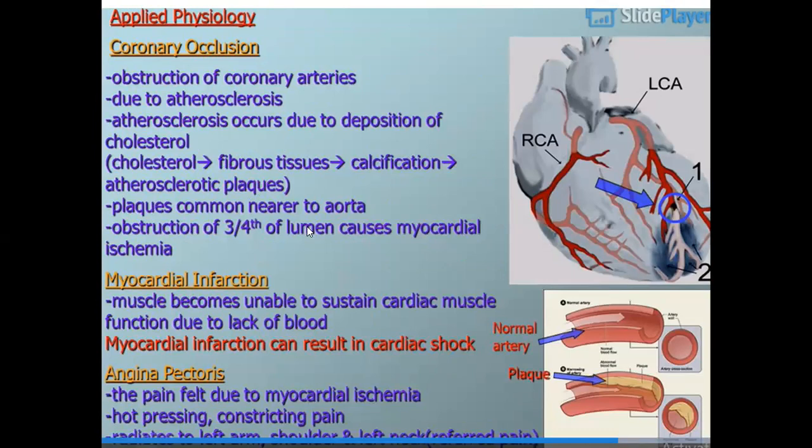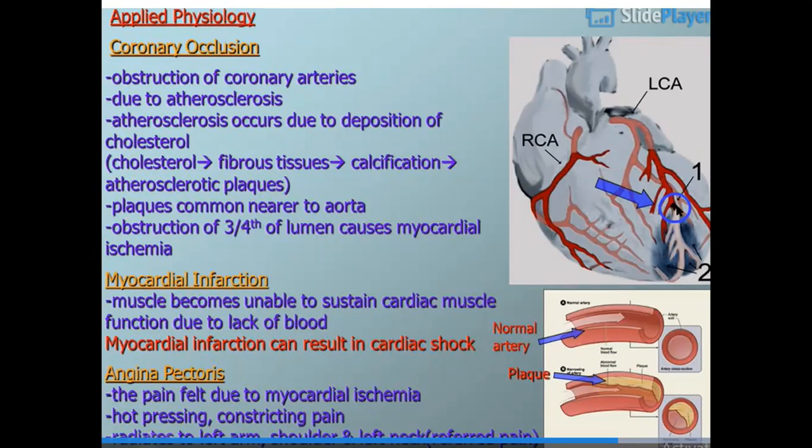So the last thing we'll look at is applied physiology, clinical aspects of the coronary vessel. What will happen if there is an obstruction or an occlusion of the coronary vessels? So coronary occlusion is the obstruction of the coronary arteries due to what we call atherosclerosis, which I'm going to teach later. So atherosclerosis occurs due to deposition of cholesterol. So when you take excess cholesterol and eat a lot of fat, it will cause what is called an atherosclerotic plaque. So this plaque can block the blood vessel.